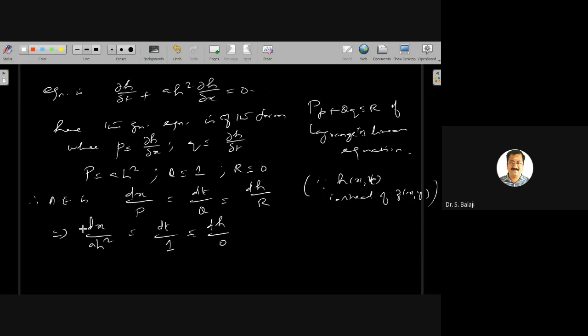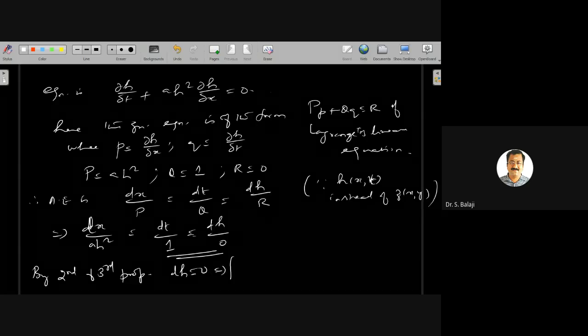Therefore, when you club these, from the second and third proportion, you can get dh is equal to 0. Integrating, you get h is equal to c, a constant. This is one thing.